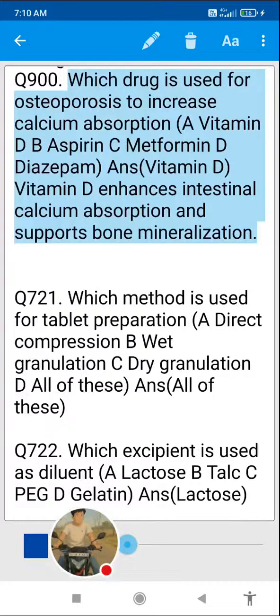Which drug is used for osteoporosis to increase calcium absorption? A. Vitamin D. B. Aspirin. C. Metformin. D. Diazepam. Ans. Vitamin D. Vitamin D enhances intestinal calcium absorption and supports bone mineralization.